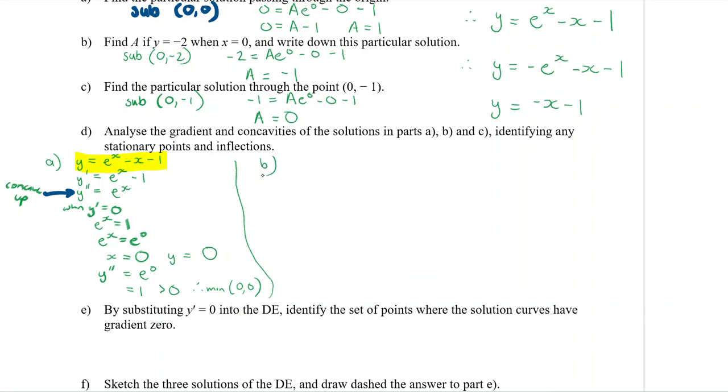So part B has the equation y equals negative e to the x minus 1. So find the derivative. y dash equals negative e to the x minus 1. And while we're at it, the second derivative is negative e to the x. So just like part A was always concave up, what's this one going to be? Always concave down.